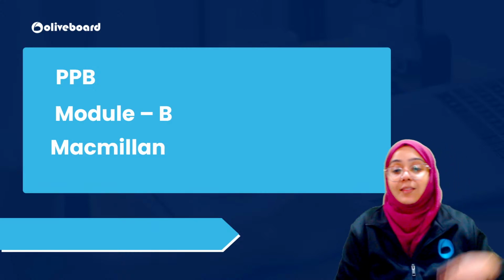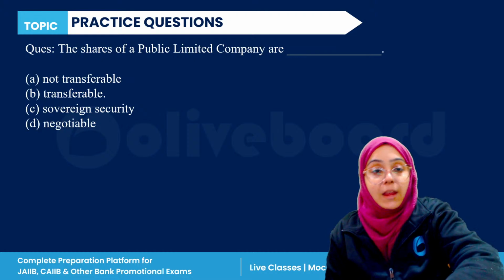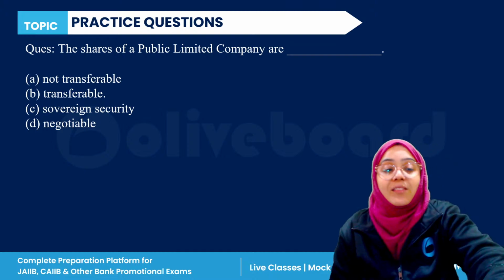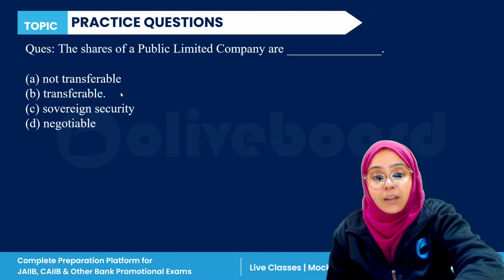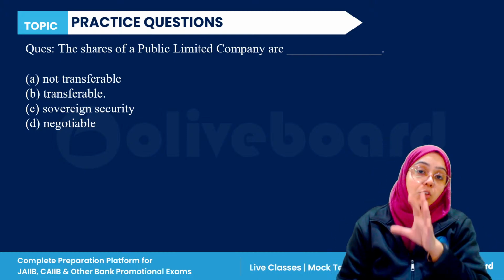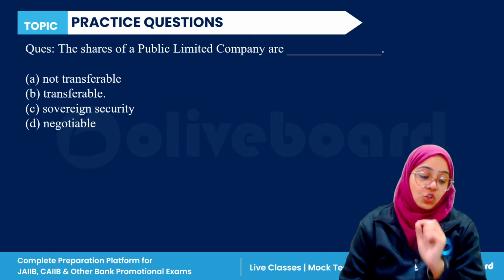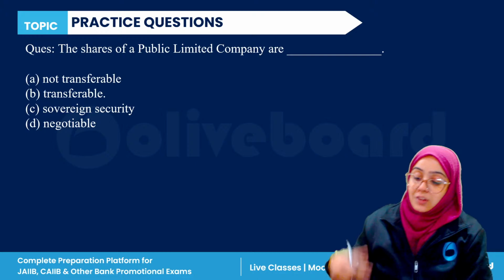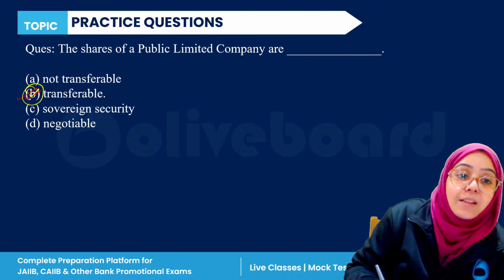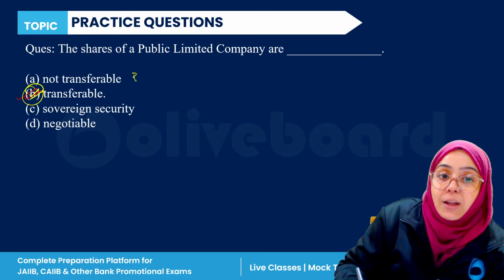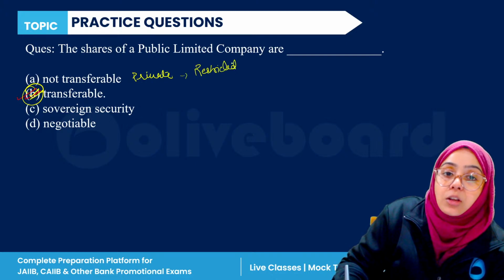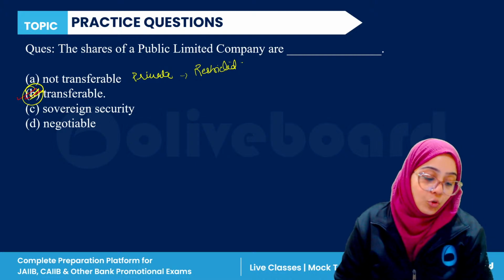Hello, everyone. So let's start discussing the complete module B. The very first question is: the shares of a public limited company are not transferable, sovereign security, or negotiable. There are public limited companies and private limited companies. In a public limited company, 51% or more shares are in the hands of the government. The shares of public limited companies are always transferable, so B is the correct answer. When we talk about private limited companies, their shares are restricted, meaning they are not transferable. So the correct answer for this question is B.